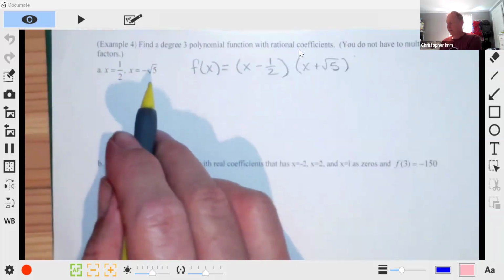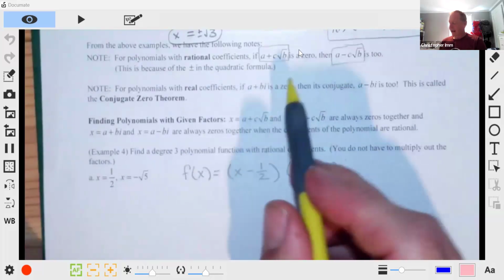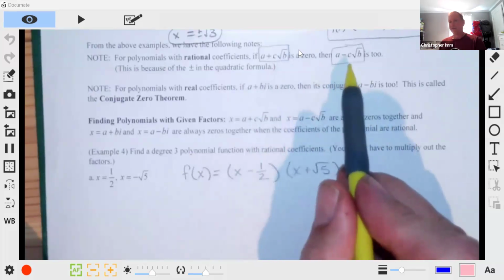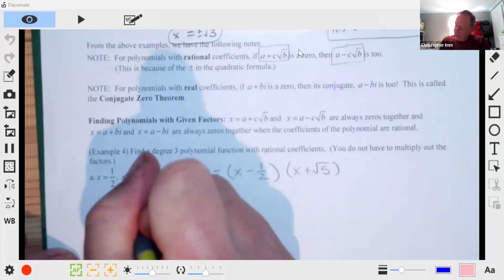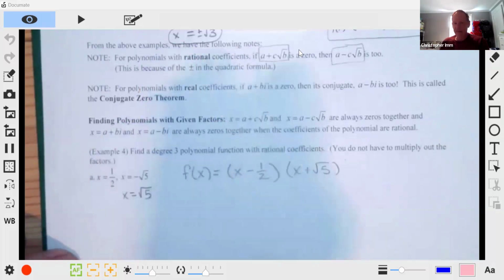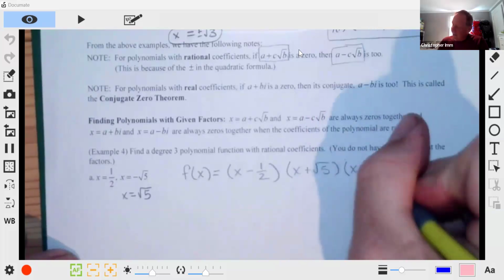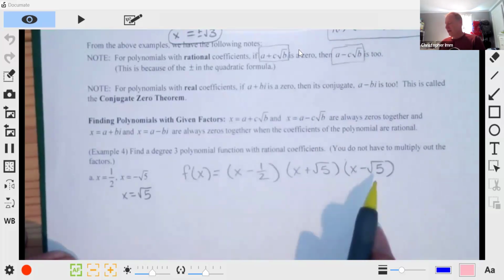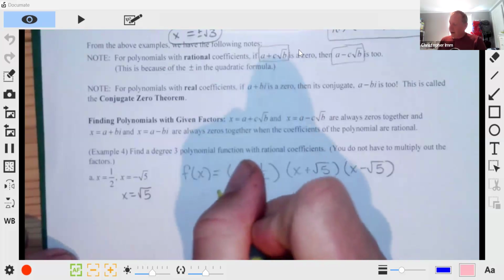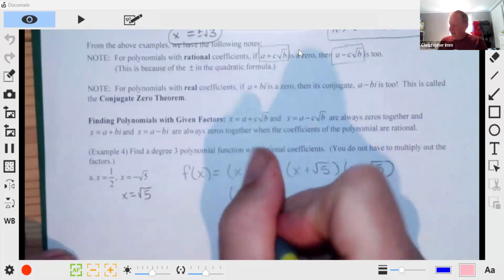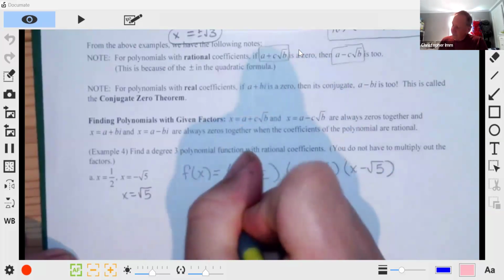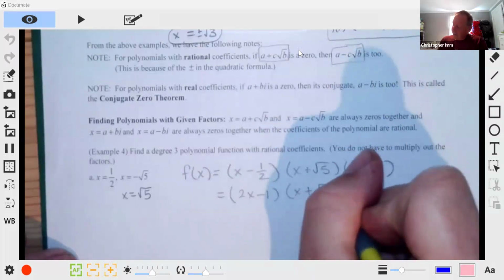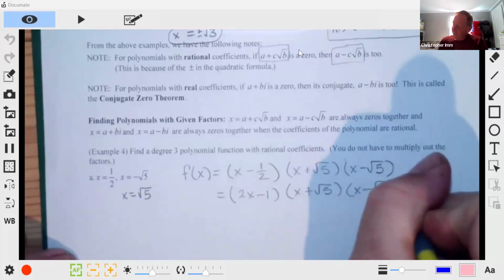Now I'm going to use the theorem above that says, hey, if we have one of these irrational zeros, then the negative one has to be there as well. So if we have negative root 5 is a 0, root 5 has to be a 0 as well. And that would give us x minus root 5 as a factor. This would be a nice function. If we wanted to, we could multiply these out. I might want to rearrange this a little bit to make it like 2x minus 1, but totally not necessary. So this would be a fine function.